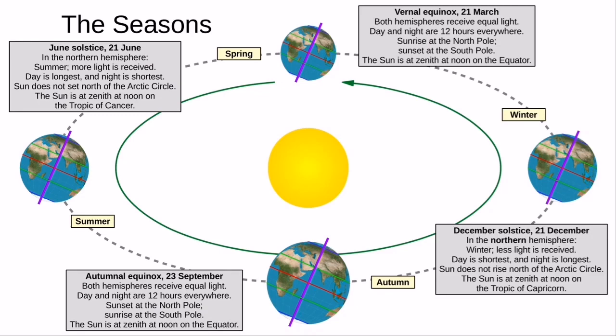A common misconception is that summer is when the Earth is closest to the Sun. Of course, if that were true, the northern and southern hemispheres would both have summer at the same time. In fact, we are closest to the Sun on the 4th of January in the northern winter. The difference is only about 3% though, and our axial tilt has a much greater effect on the seasons.